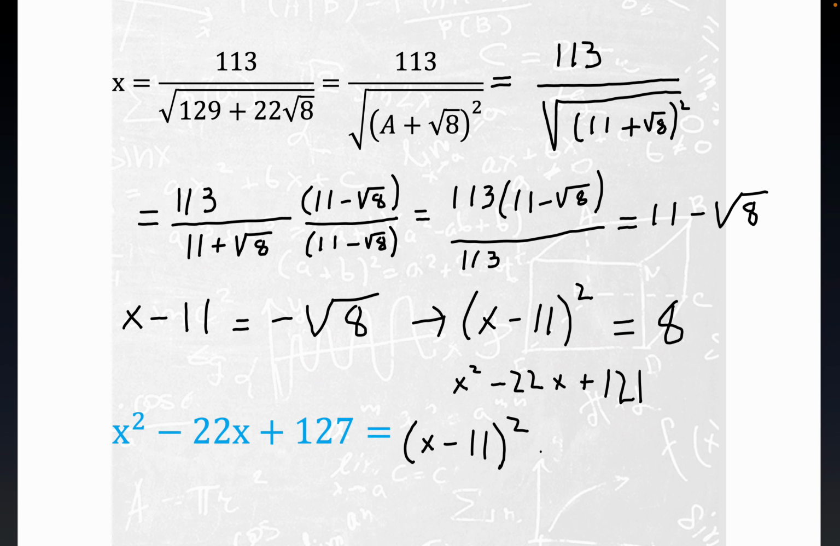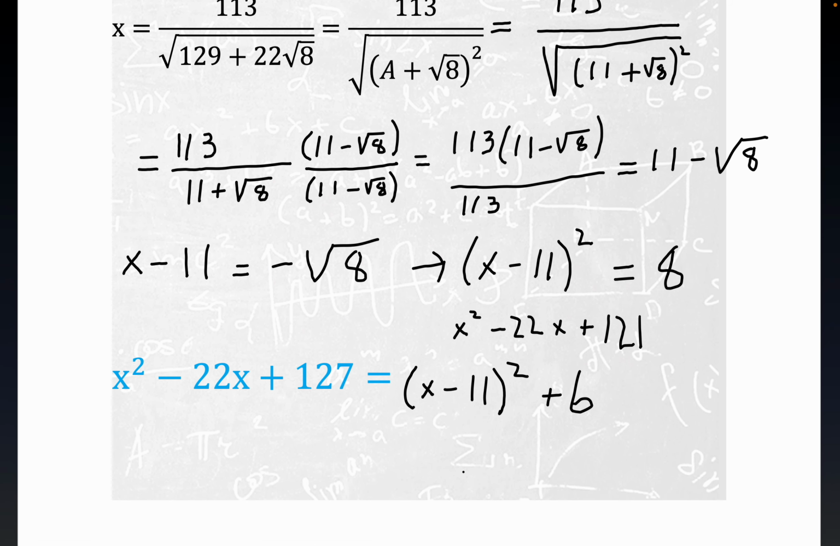But we know that's equal to 8, and so (x minus 11) quantity squared is equal to 8, but it's also equal to this. So what do we have to add to this? We have to add 6, right? Plus 6, I hope that makes sense. You would have x squared minus 22x plus 121 as part of this, so you have to add 6 to that to get 127. And so that is going to finish the problem, because this would be equal to 8 plus 6.